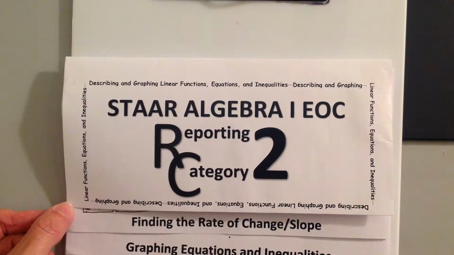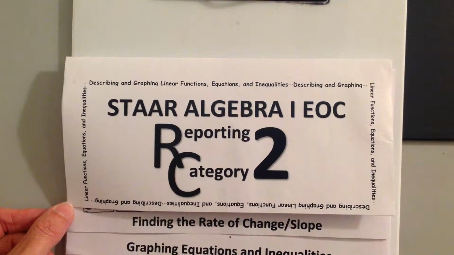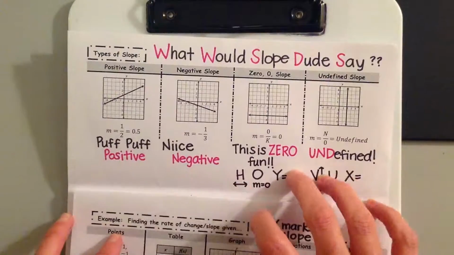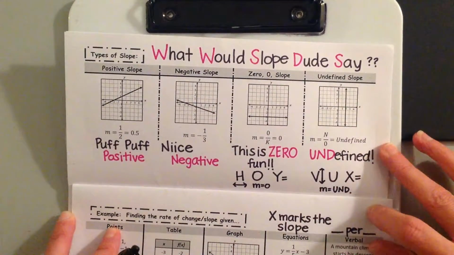Okay, we're going to start with reporting category 2. We're going to talk about rate of change and slope, graphing equations and inequalities, graphing systems of linear equations, linear transformations, and how to use your calculator with linear functions. So first we're going to start off with types of slope.